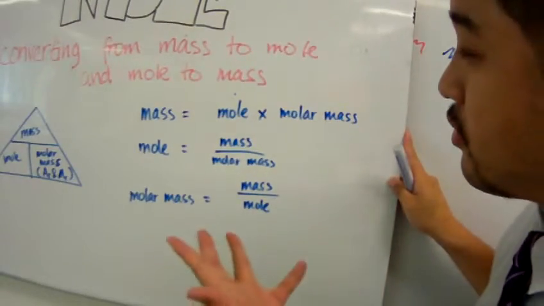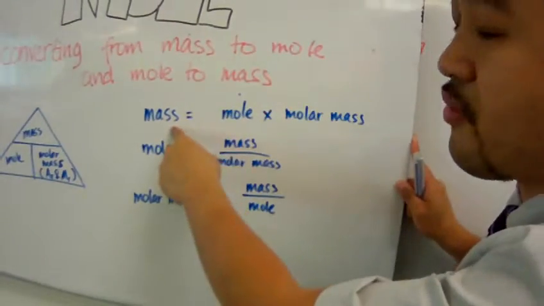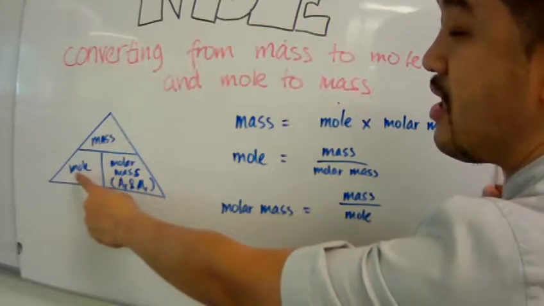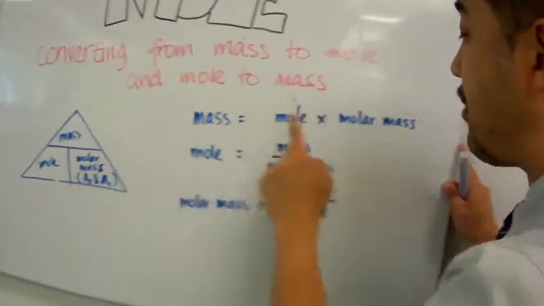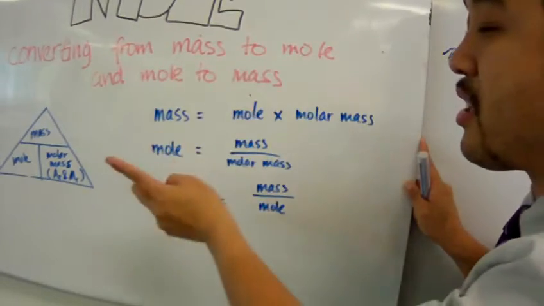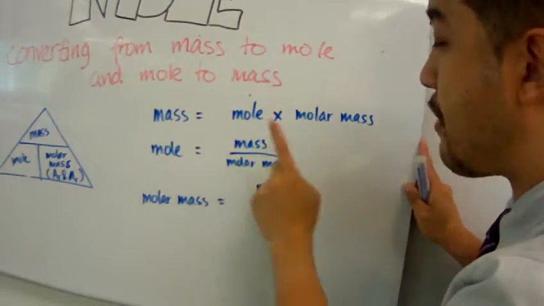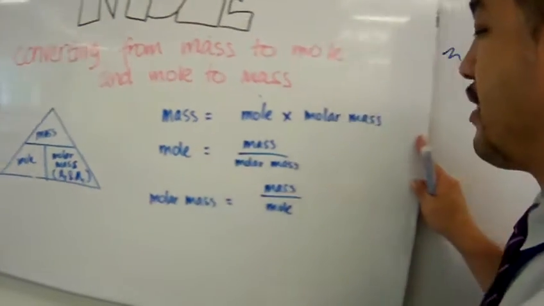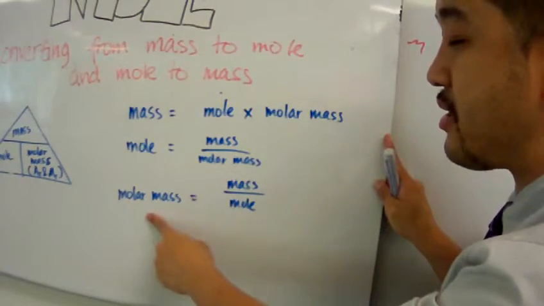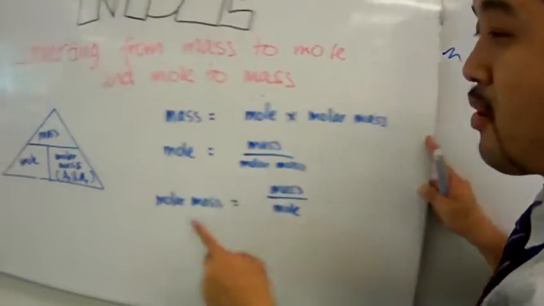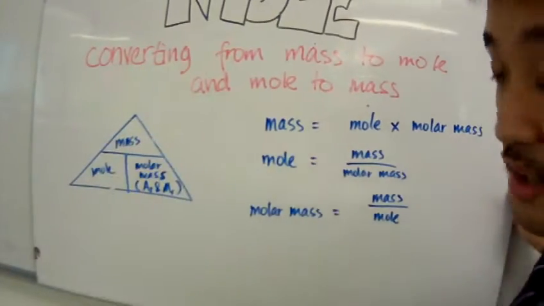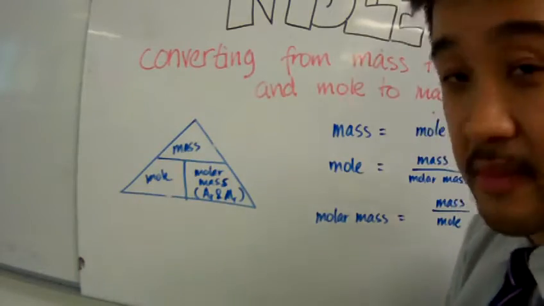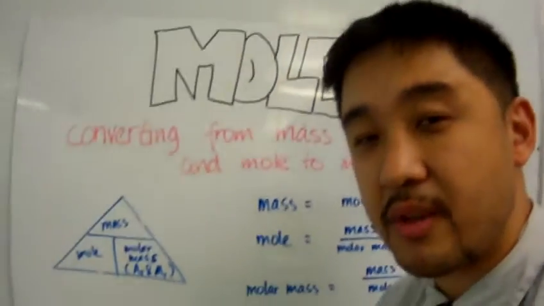If you want to solve for mass, using this relationship triangle, you can see it's moles multiplied by molar mass. If you want to solve for moles, you take mass divided by molar mass. If you want to figure out the molar mass, then you take mass divided by moles. Now that you've got that, pause the video to reflect.